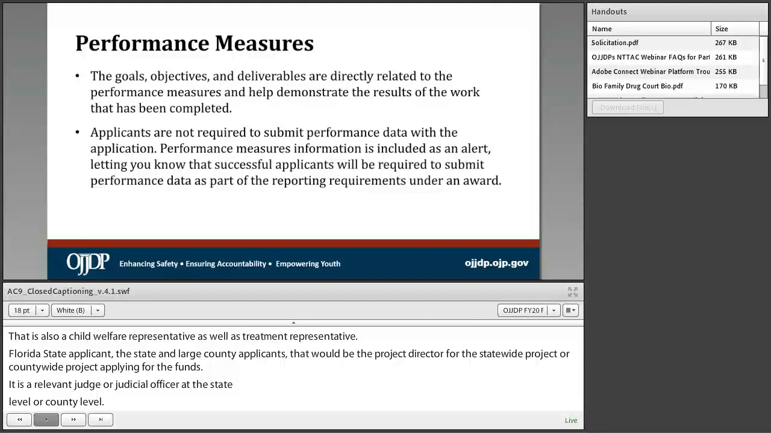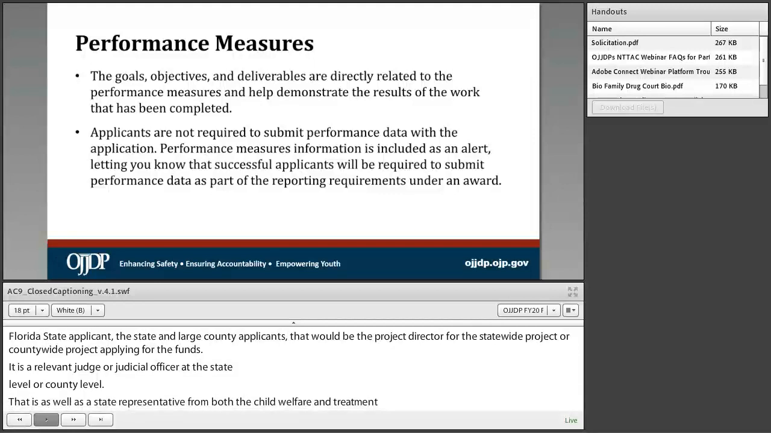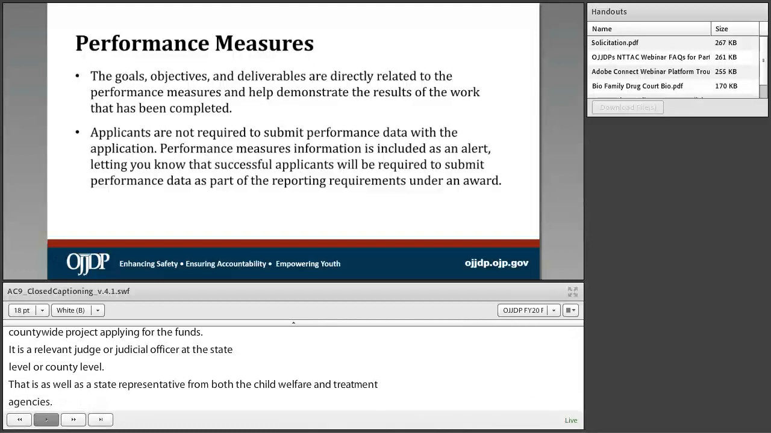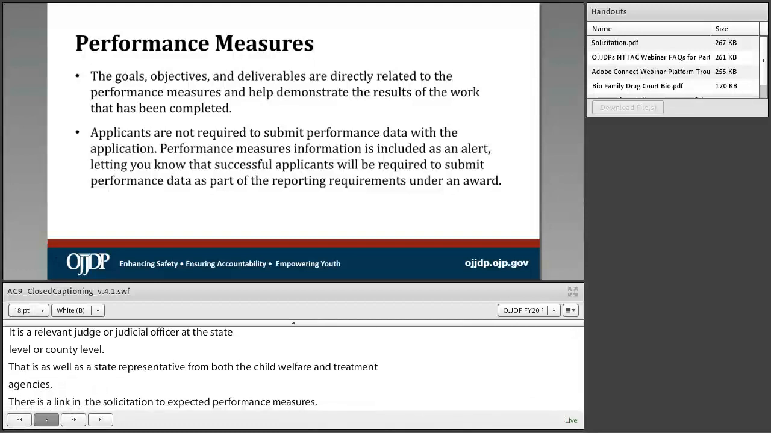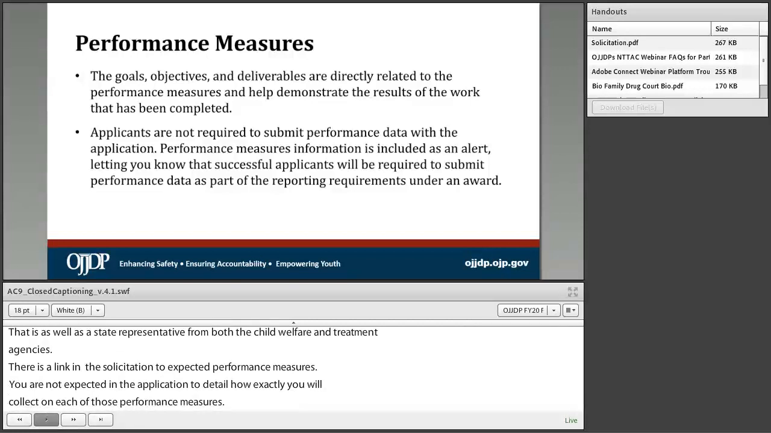So there is a link in the solicitation to expected performance measures. You are not expected in the application to detail how exactly you're going to collect on each of the performance measures listed in that link. So don't provide that in your application. I've seen this before where applicants feel like they have to show exactly how they're going to collect information for each of those performance measures. That's not what it's there for.